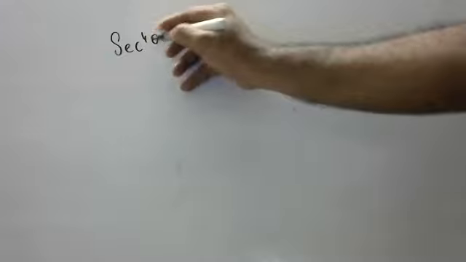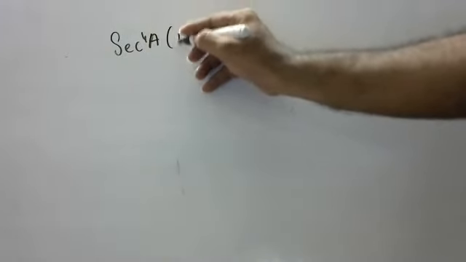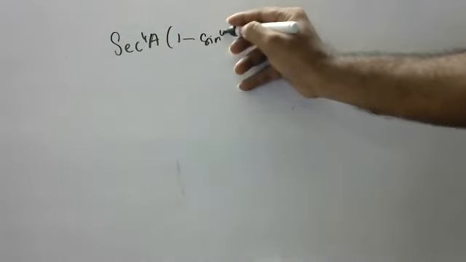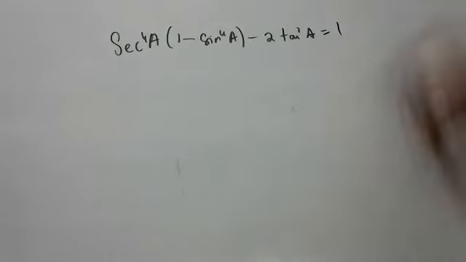Children, who will tell the 9th sum? Secant 4 theta. Okay, secant 4a into 1 minus sine 4a minus 2 tan square a is equal to 1.